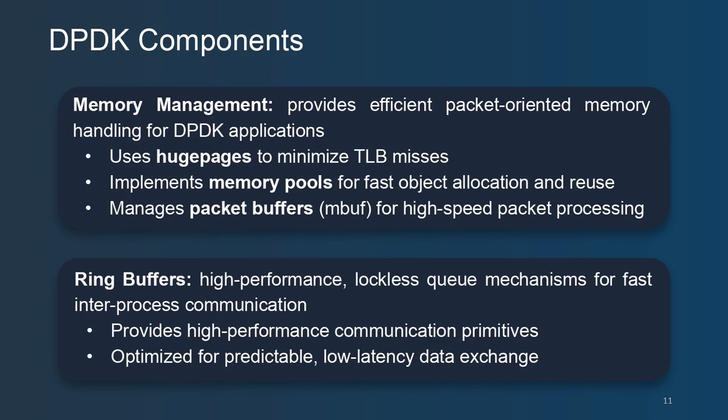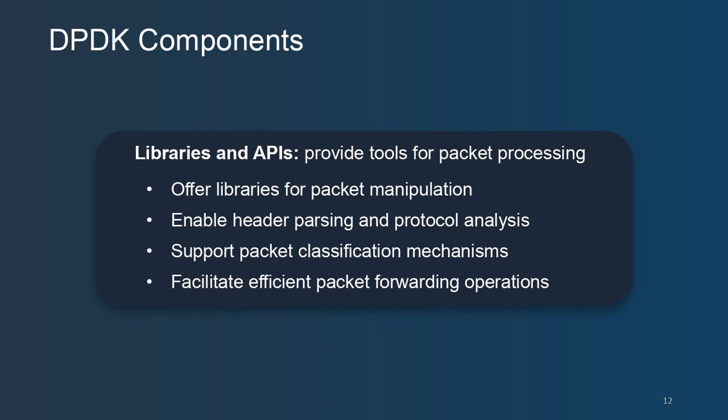Ring buffers provide a high-performance lockless queue mechanism for fast inter-core or inter-process communication. They act as simple, efficient communication primitives and optimize for predictable low-latency data exchange between different DPDK threads. Together, these components ensure that data moves quickly between cores and that memory is handled efficiently, which is crucial for a high-performance data plane.